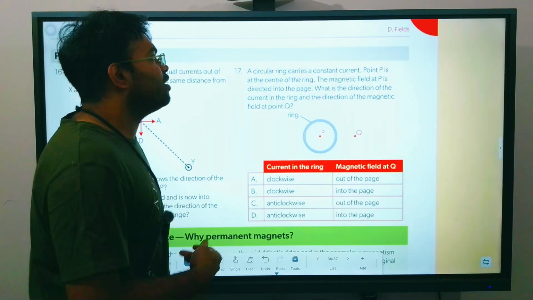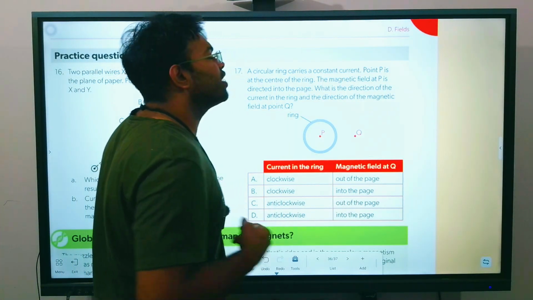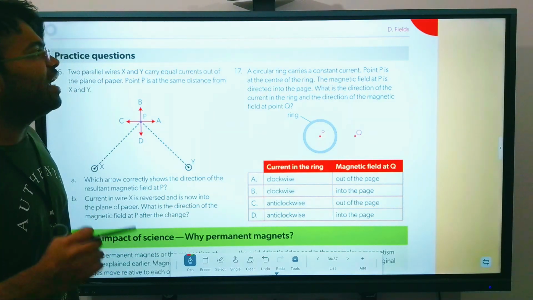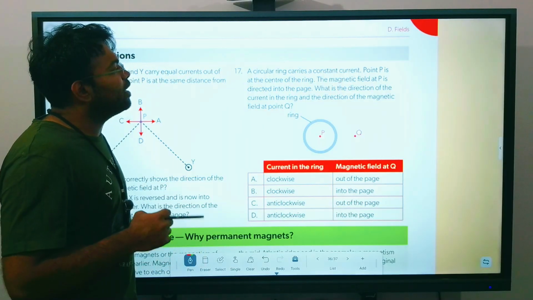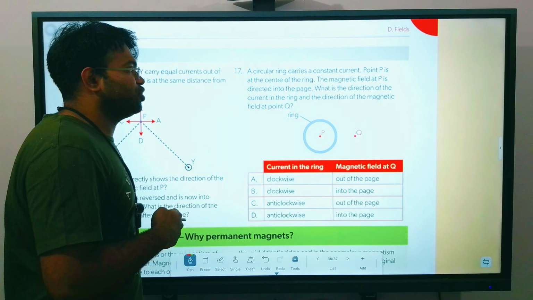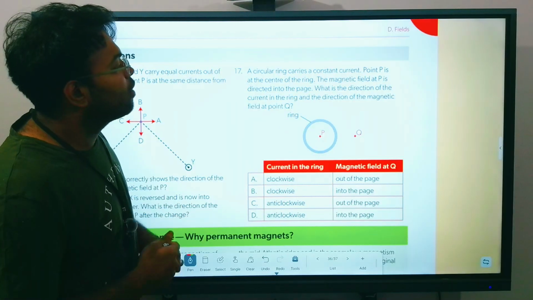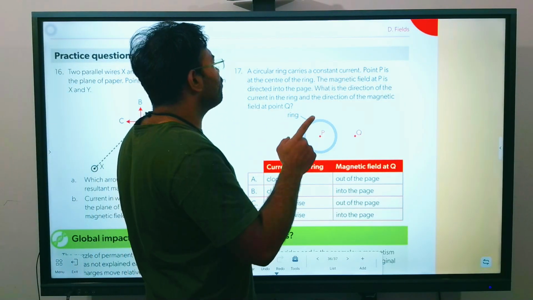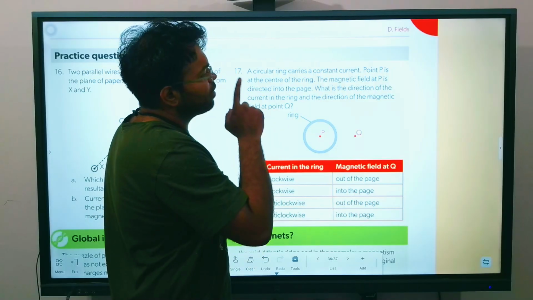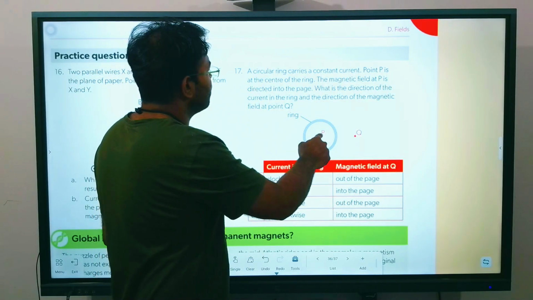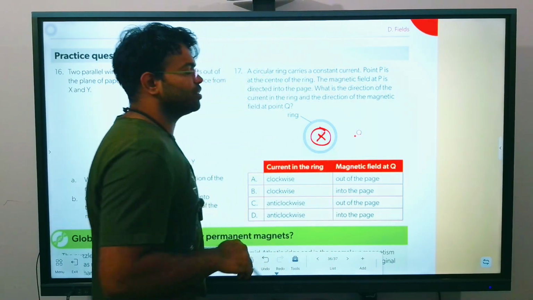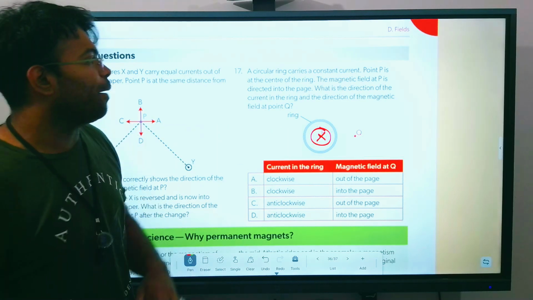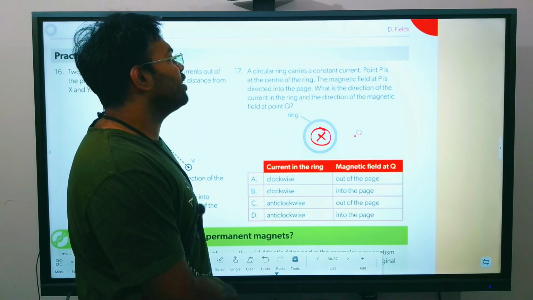A circular ring carries a constant current. Point P is at the center of the ring. The magnetic field at P is directed into the page. What is the direction of the current in the ring? Wait, the magnetic field at P is directed into the page. So the magnetic field is going inwards. Okay. So what's the direction of current in the ring?